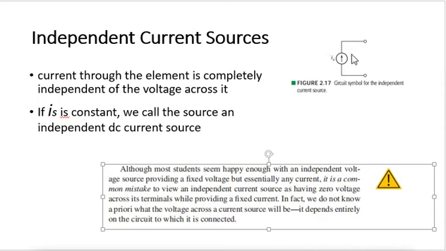Ito yung magnitude IS, at saka yung direction niya is papunta doon. Kapag nakakita ka na ganito, this is called independent current sources. Current through the element is completely independent of the voltage across it. Kahit ilan yung voltage across it, the current is still constant. So if IS is constant, we call the source an independent DC current source, of course.